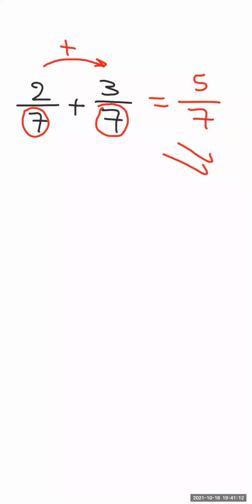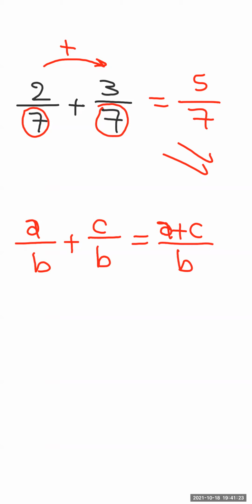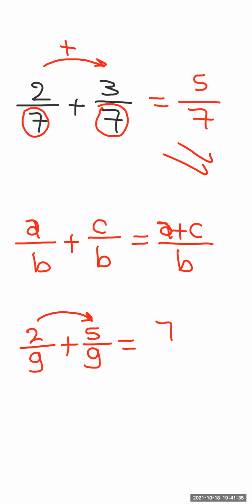So if it's A over B plus C over B, again it equals A plus C over B. Like 2 over 9 plus 5 over 9, it will equal 2 plus 5, which is 7, over the denominator 9. This is very easy actually.